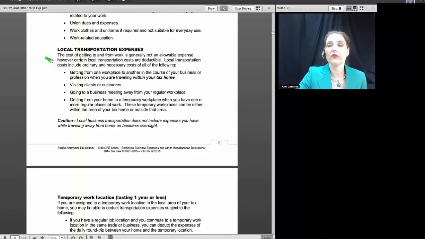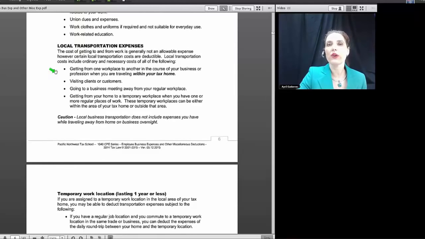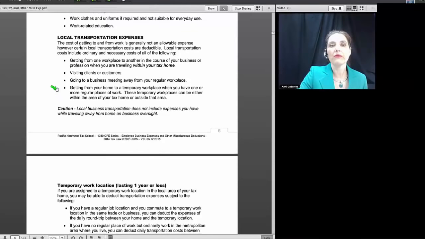The cost of getting to and from work is generally not an allowable expense. However, certain local transportation costs are deductible. Local transportation costs include ordinary and necessary costs of all of the following: getting from one workplace to another in the course of your business or profession when you are traveling within your tax home. Also, visiting clients or customers, going to a business meeting that is away from your normal workplace, or getting from your home to a temporary workplace when you have one or more regular places of work.